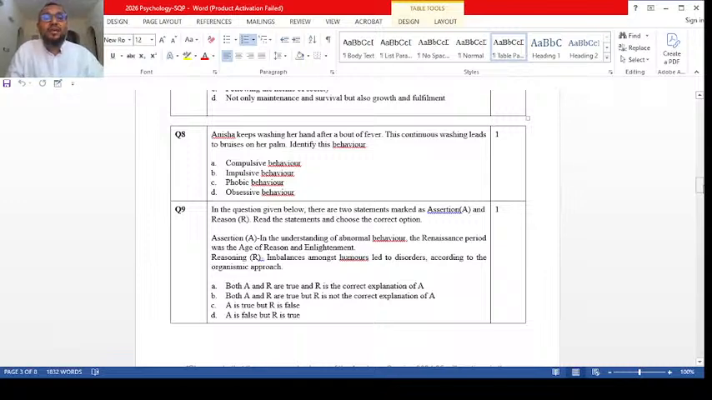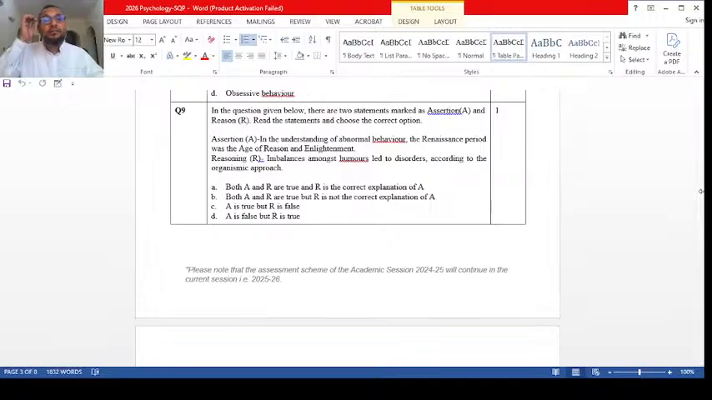Anisha keeps washing her hands after a bout of fever. This continuous washing leads to bruises on her palm. Identify this behavior. See, this is basically obsessive compulsive disorder. But we are not talking about the thinking. We are talking about only actions. So option A, compulsive behavior, is there in Anisha's behavior. You see, it is the compulsive behavior.